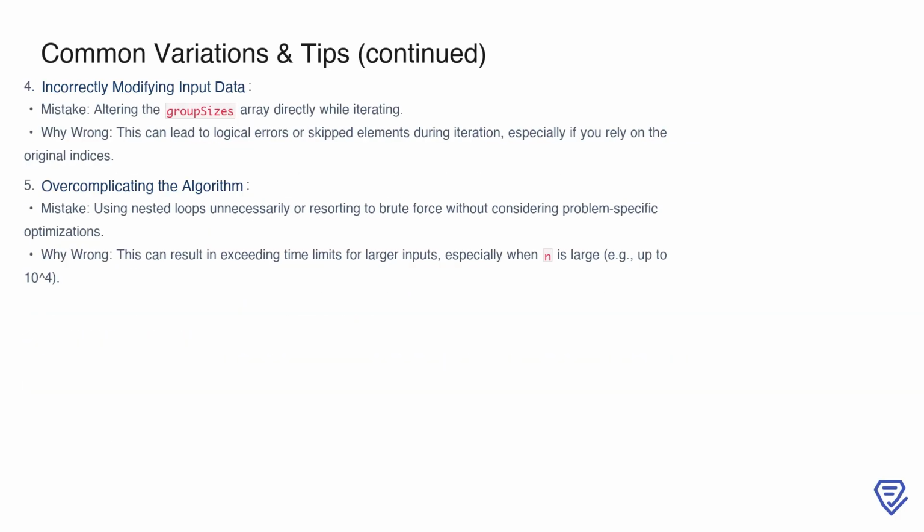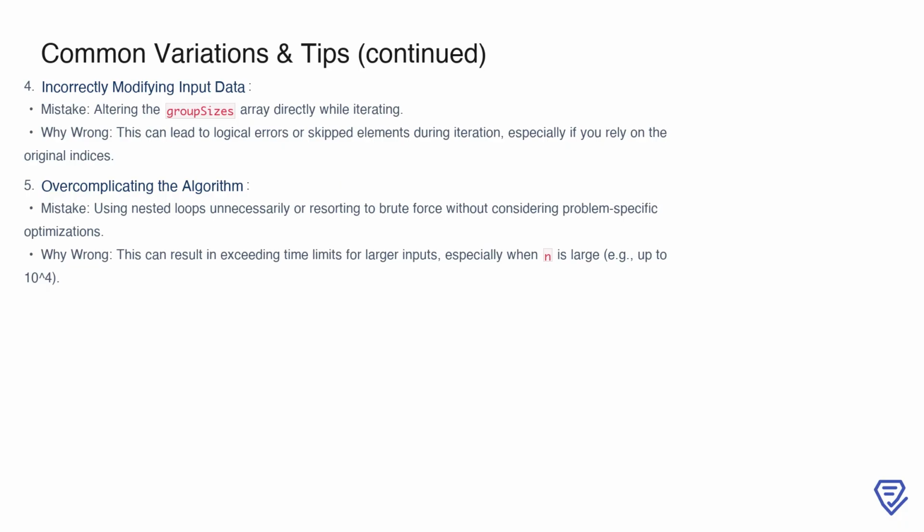Another common pitfall in this problem is modifying the input data directly while iterating. For instance, changing the group sizes array as you loop through it can cause logical errors or result in skipped elements, especially if you're relying on the original indices. It's better to work with a copy of the data or use additional structures to avoid these issues.